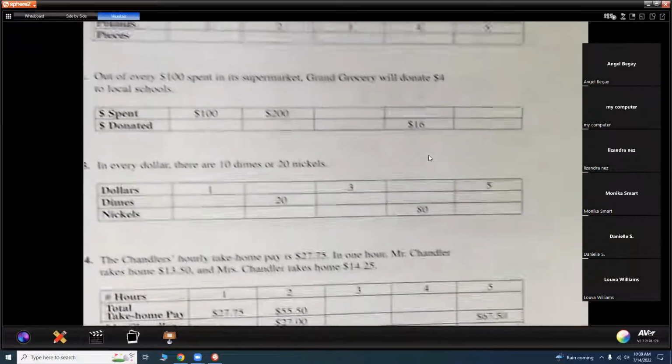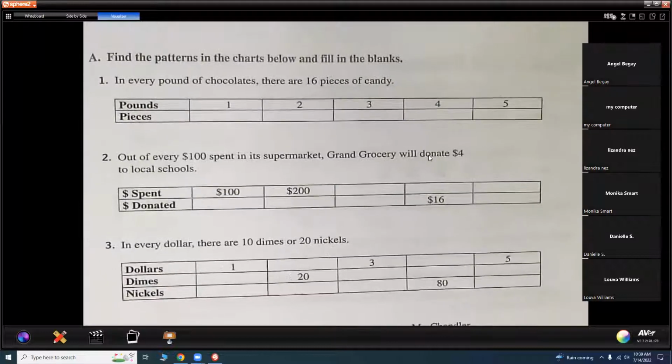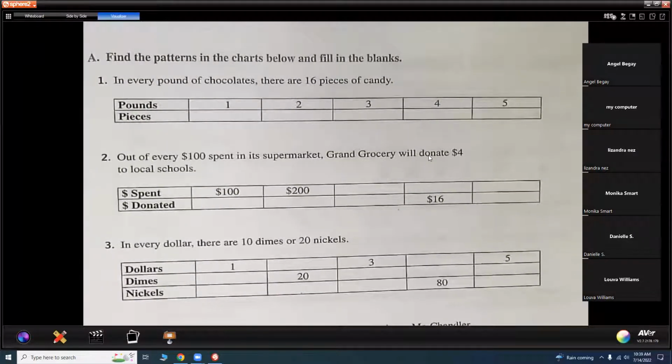Okay. So go ahead and see if you can find the patterns here in these 4 scenarios. And we'll go from there. And then B, in your own words, describe the pattern in each chart above. So it's telling us for chart number 1, as the pounds increase by 1, the pieces increase by 16. If each piece of chocolate must weigh an ounce.